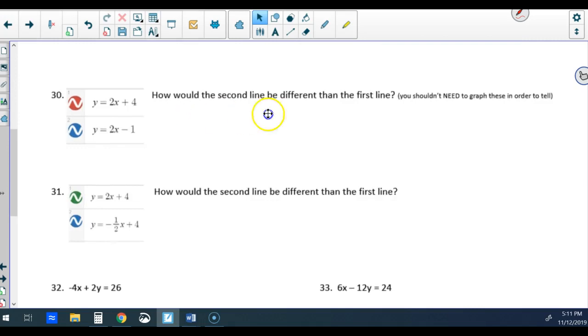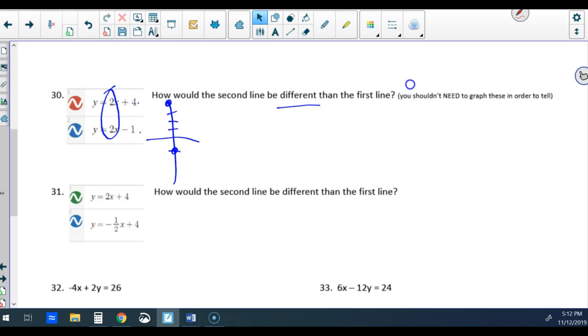Number 30. How would the second line, y equals 2x minus 1, be different than the first line? You shouldn't need to graph these in order to tell. You can graph them, but you shouldn't need to. Same slope, so they're going to be parallel, but how are they going to be different? The second line has a y-intercept of -1. The first line has a y-intercept of 4.